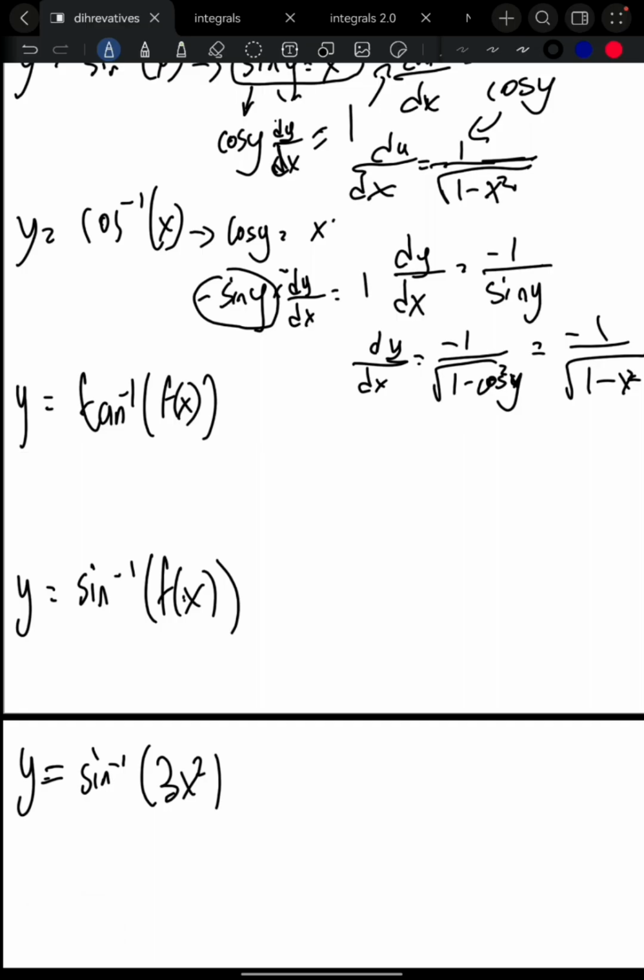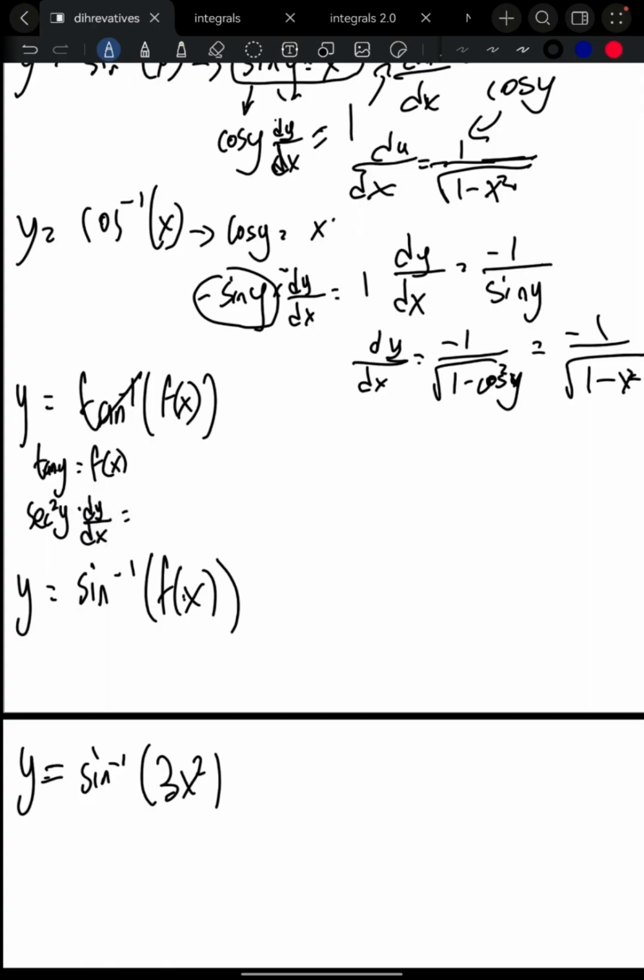y is equal to tan inverse of f of x. I'm gonna take tan of both sides, so I get tan y is equal to, these cancel out with the tan, so it's gonna be f of x. I'm gonna differentiate both sides, so you get secant squared y times the derivative of y, which is just dy by dx, don't forget the chain rule, is equal to f prime of x. And if you divide by secant squared y, you get dy by dx is equal to f prime of x divided by secant squared y, my bad.